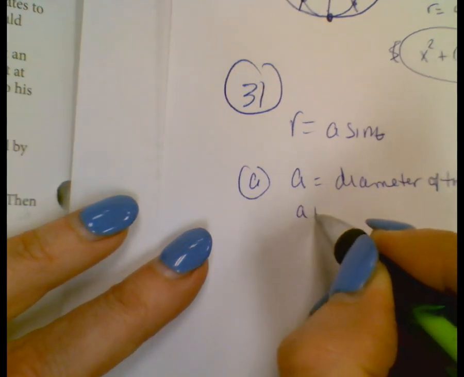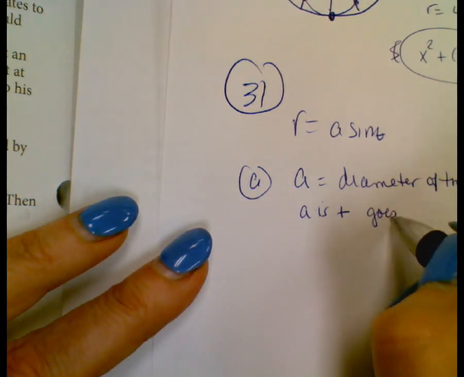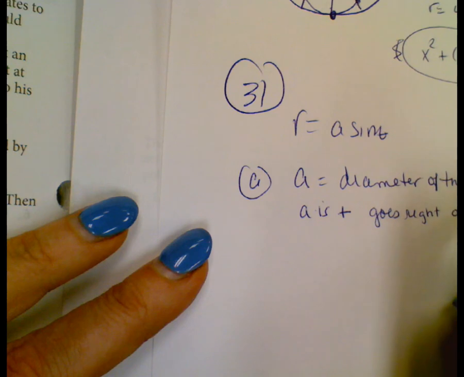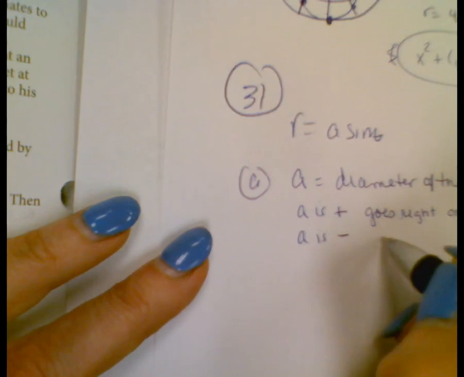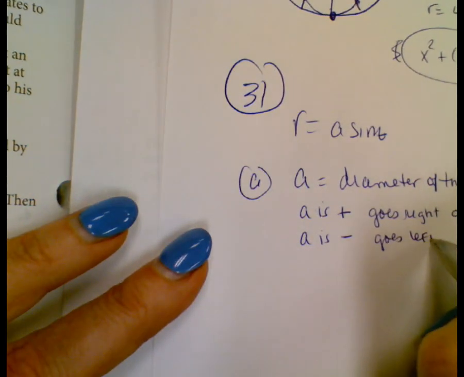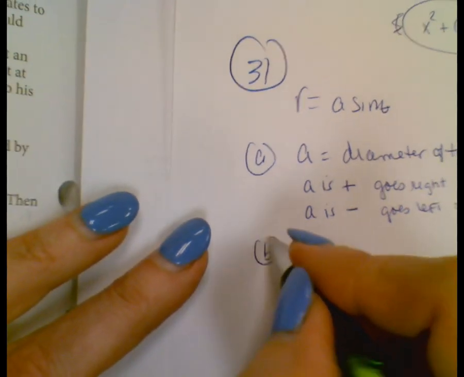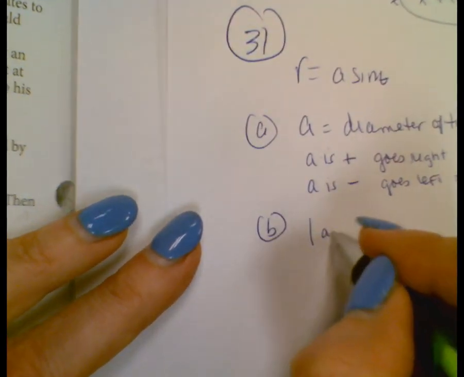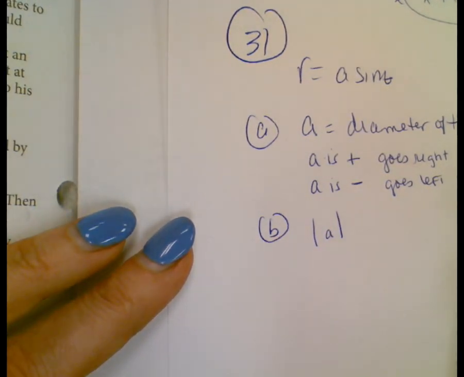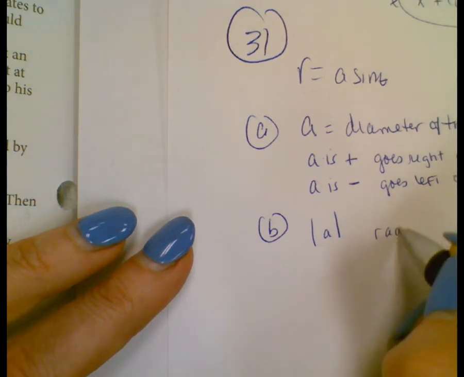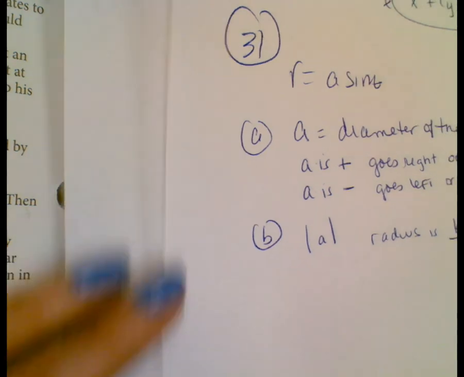If a is positive, it goes right or up, depending on if it's cosine or sine. If a is negative, it goes left or down, depending on cosine and sine. B, what is the relationship between the absolute value of a and the radius of the circle? The radius of the circle is half of that.